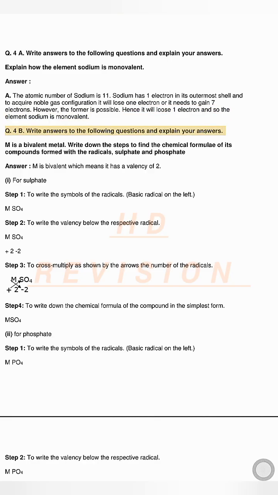Q4b. Write answers to the following questions and explain your answers. M is a bivalent metal. Write down the steps to find the chemical formulae of its compounds formed with the radicals, sulfate and phosphate.